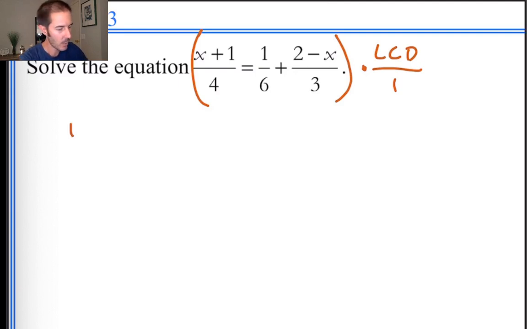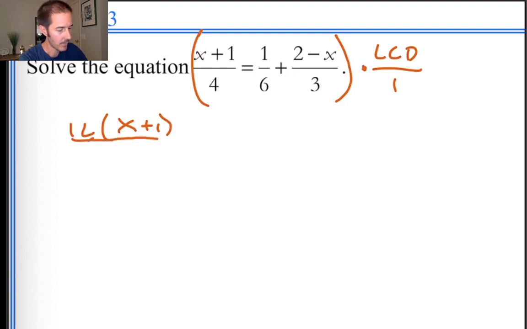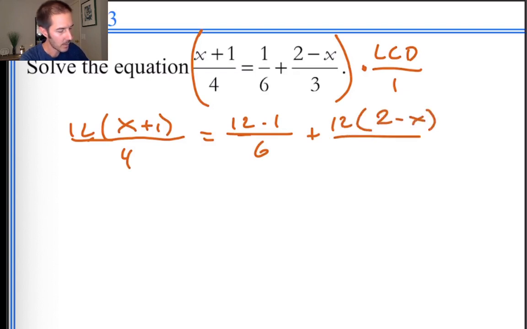So I'm going to take 12 and multiply it into this numerator of x plus 1. And this multiple of 1 is going to be coming down or multiplying into these denominators, and it's not going to affect them. So I still have a denominator of 4 here equals multiplying the 12 into this numerator, so 12 times 1, original denominator of 6, plus multiplying the 12 into this last numerator of 2 minus x, all over the original denominator of 3.